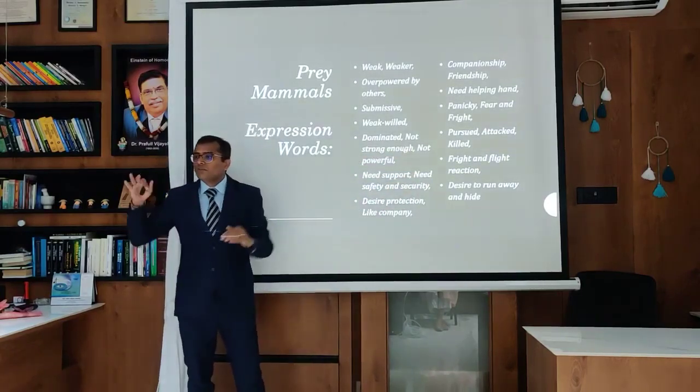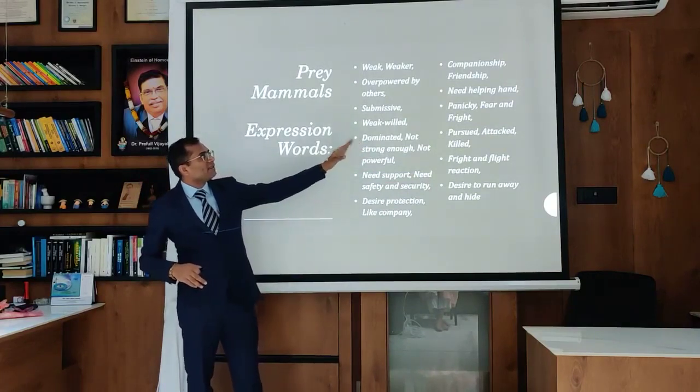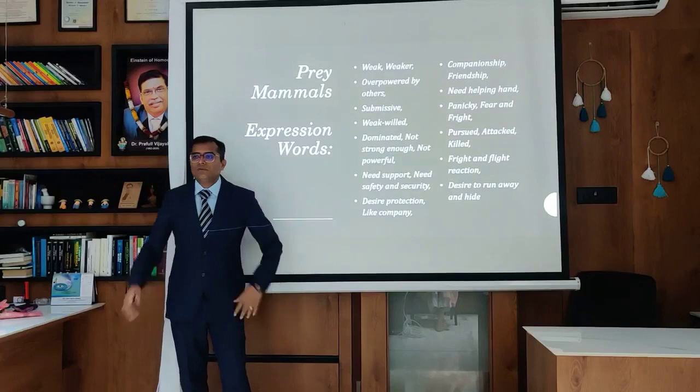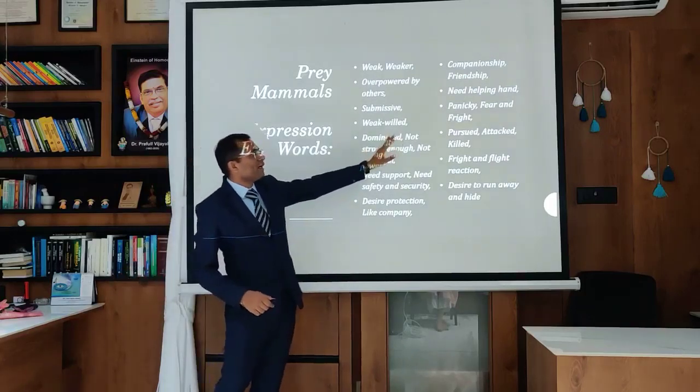So these are the small prey. Panicky, fear, fright, they need helping hands and companionship or friendship. If someone is with them, in a group, it will be fine. If they have to do it alone, the condition will worsen. So that is what they want, companionship, they want friendship.